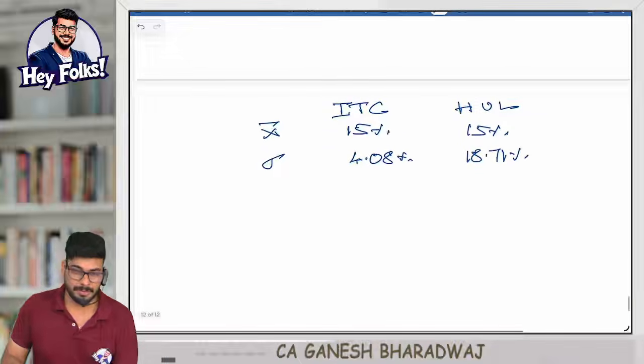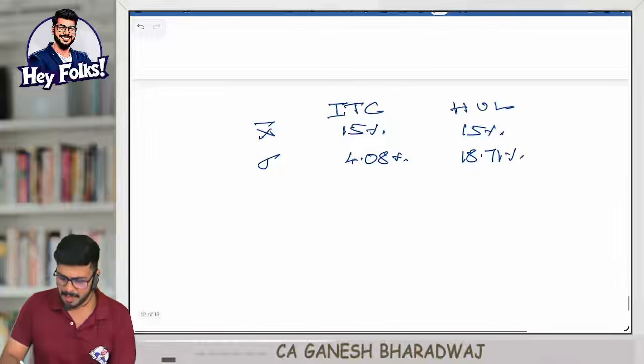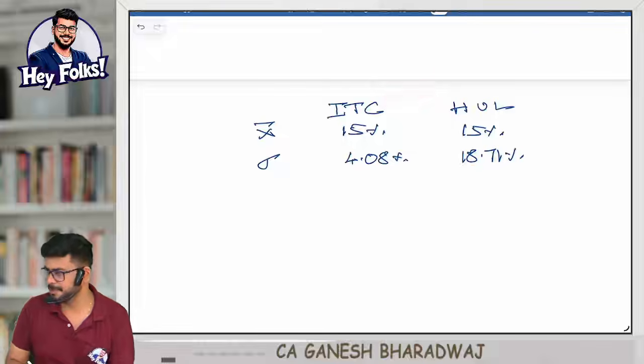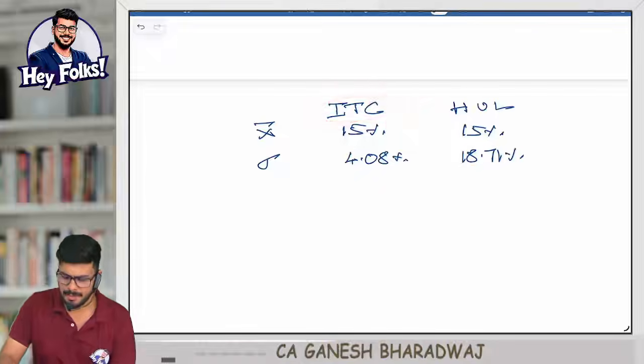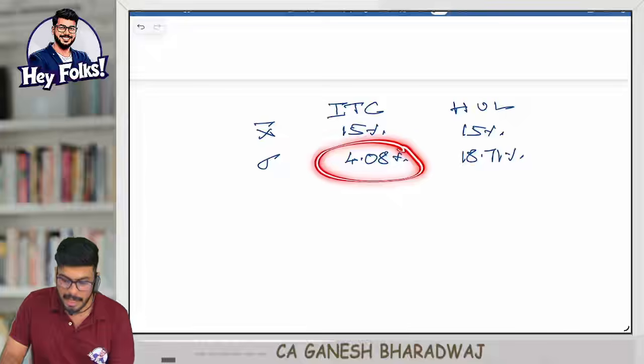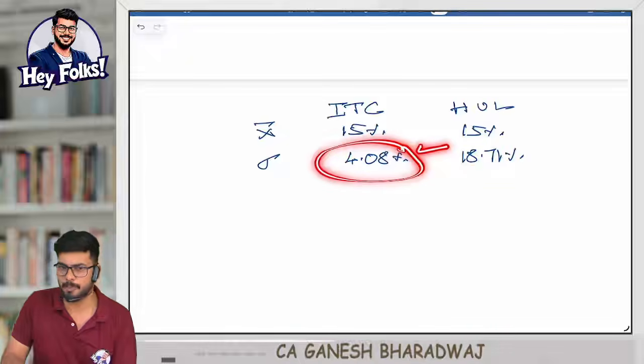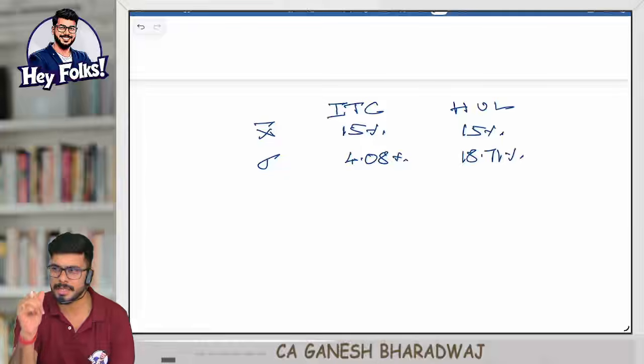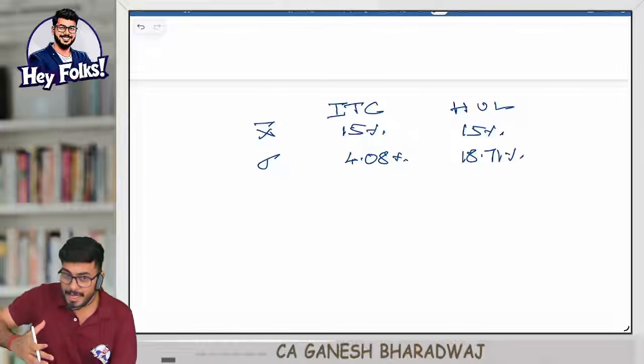many of you must be having this doubt. Sir, let us take this ITC example. Now, here in ITC, 15% is what? Expected return. This we understood. This is what you are expecting from this company. You said risk is how much? Standard deviation. How much is that? 4.08%. What does it mean?